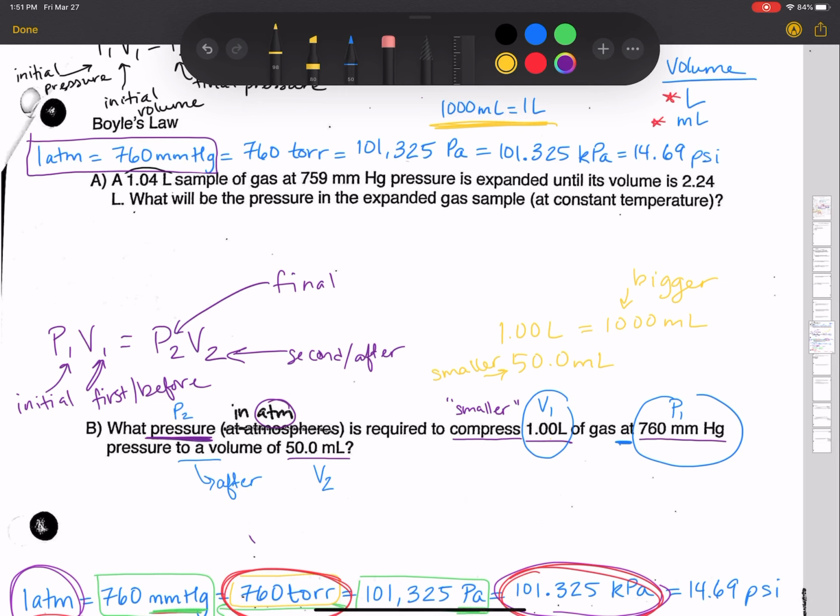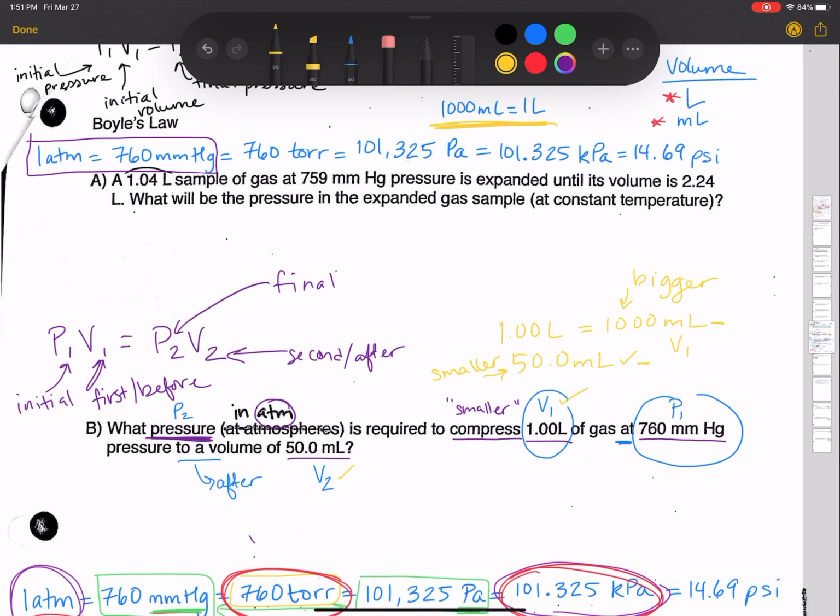I can't go from smaller to bigger if I'm going to compress it. To compress it means to make smaller, so you're squeezing it in. That means I started with a bigger volume. This must be my V1, which I had already confirmed. So I went from a bigger volume to a smaller volume because I wanted to compress the gas. So this right here is my V2, which I had already confirmed. I went from the bigger gas to the smaller gas.